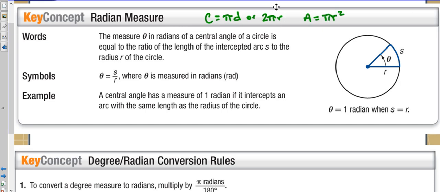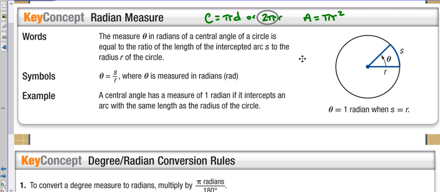This 2 pi right here, when we talk about 2 pi, that is radians for a whole circle. If you want to know the circumference around the whole circle, you would take the whole thing in radians, which is 2 pi, and multiply it times the radius. That's what that 2 pi is.